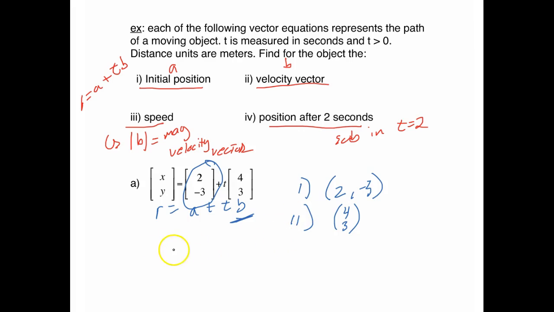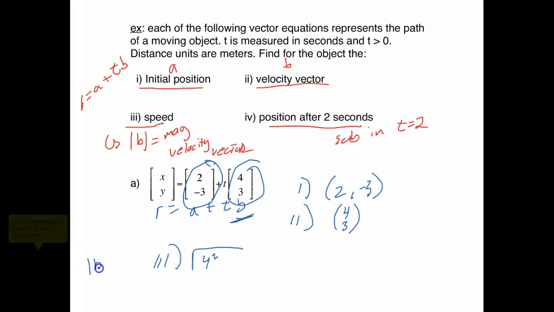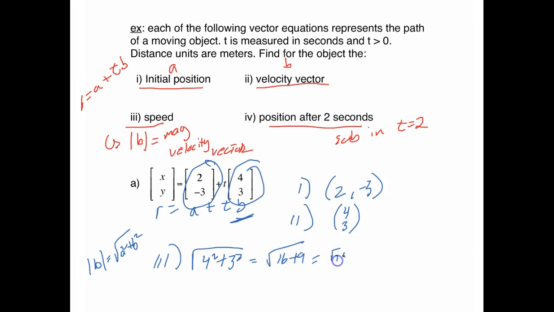The speed. So for number 3, the speed is just the magnitude of the velocity vector. So I've got to find the magnitude, using the magnitude formula, which we've been using, of the velocity vector of this thing. So remember, the magnitude formula is this: a squared plus b squared, under a radical. So 4 squared plus 3 squared, which equals 16 plus 9, which is radical 25, which is 5.